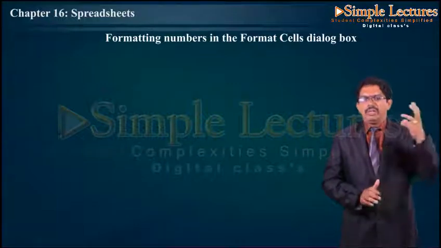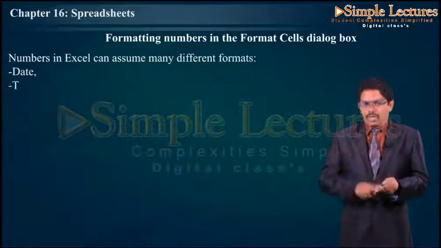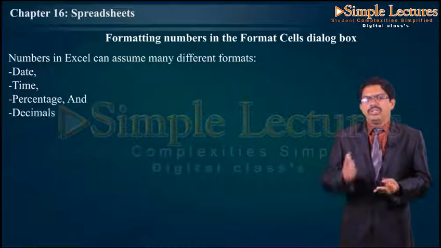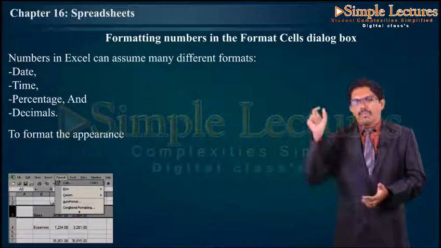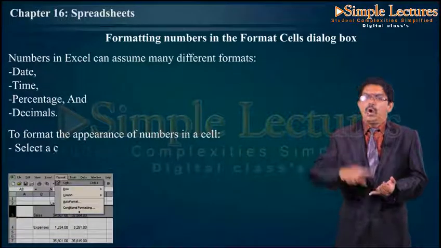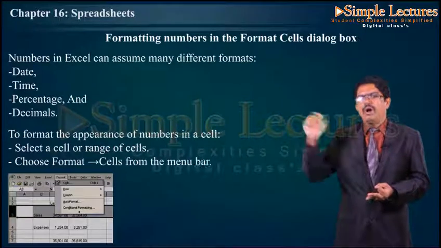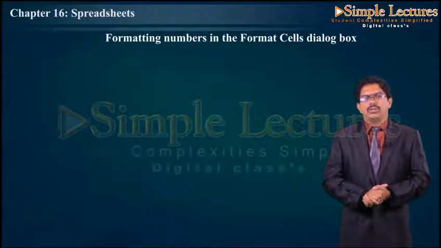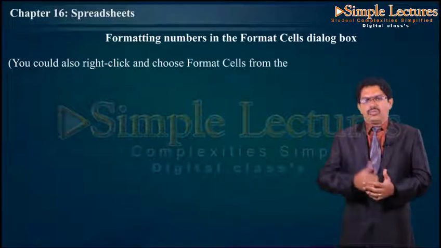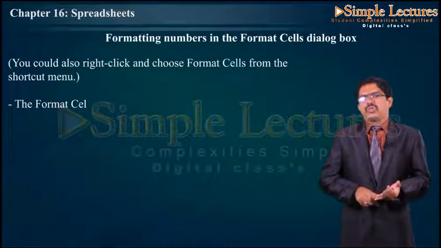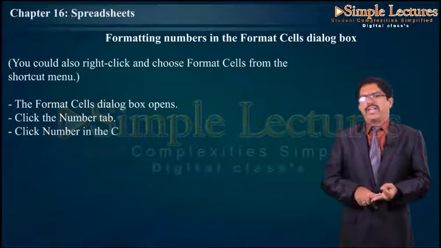Now, let us discuss formatting numbers in the format cells dialog box. Numbers in Excel can assume different formats: date, time, percentage, decimal. To format the appearance of a number in a cell, select a cell or range of cells. Choose format cells from the menu bar. You could also right click and choose format cells. The format cells dialog box opens. Click the number tab. Click number in the category, then click OK.